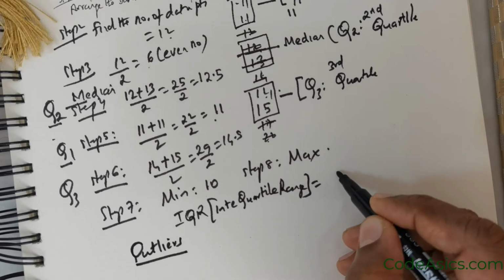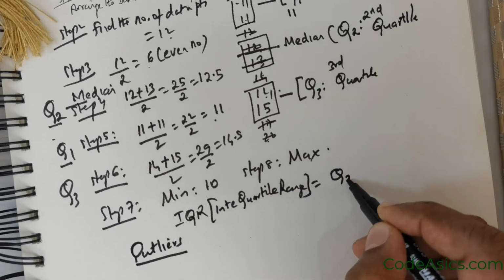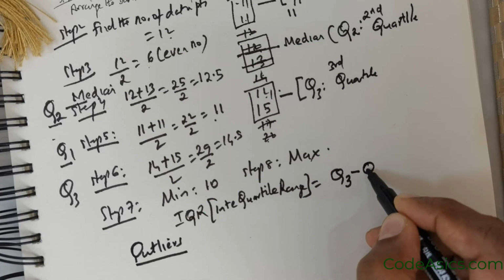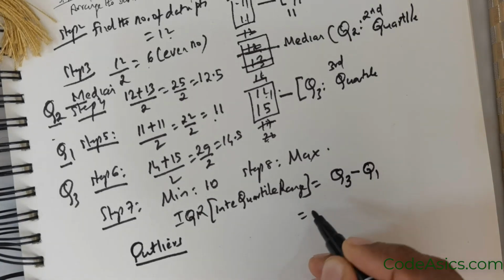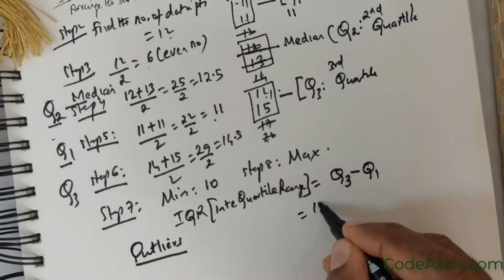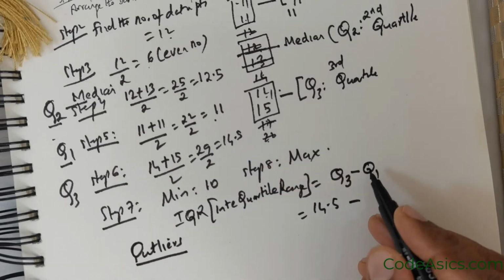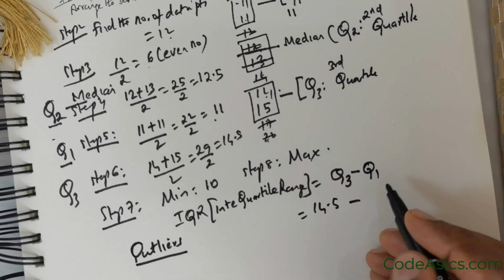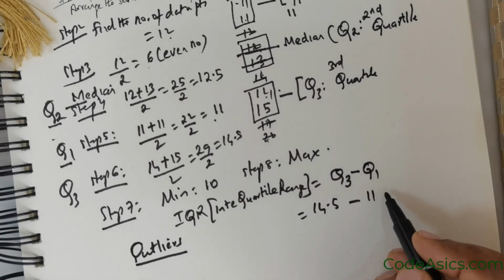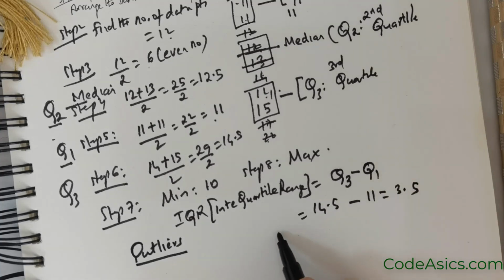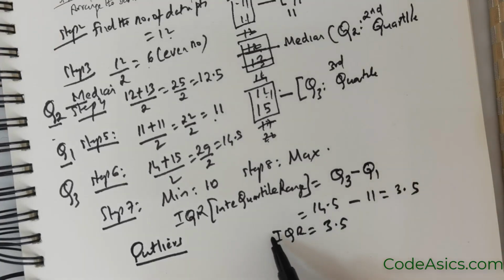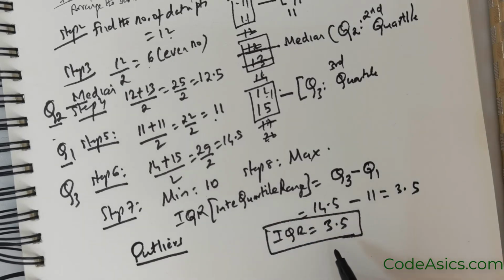First, let me get the formula for interquartile range. The formula is Q3 minus Q1. This is the formula for interquartile range. So Q3 is 14.5, and what is Q1? Q1 is 11, and this is going to be 3.5. So my IQR is equal to 3.5. You can box this result.